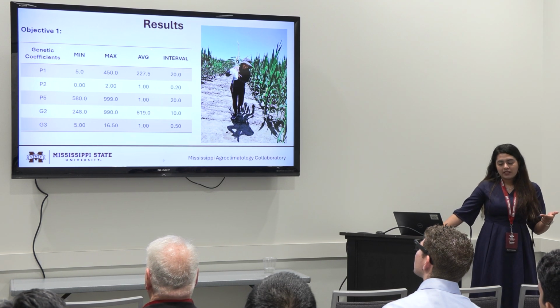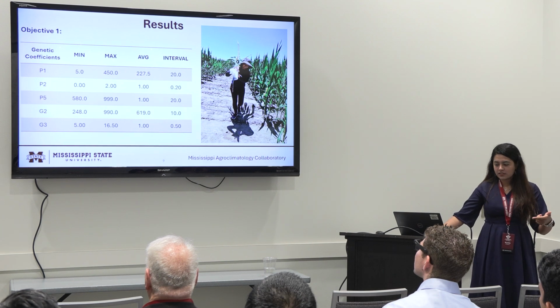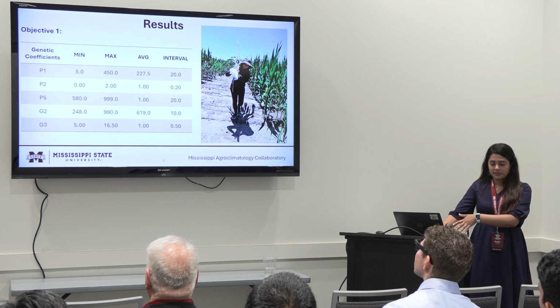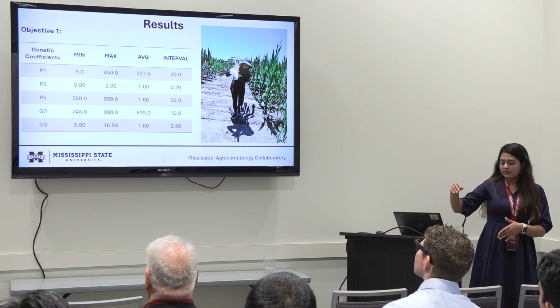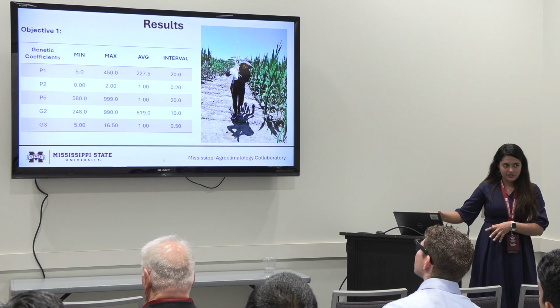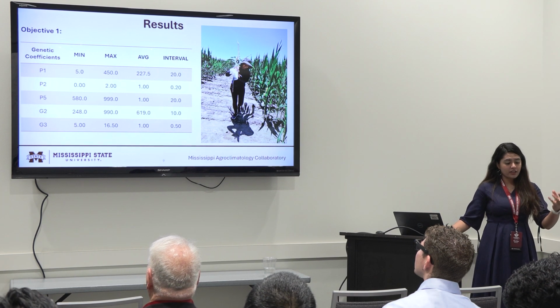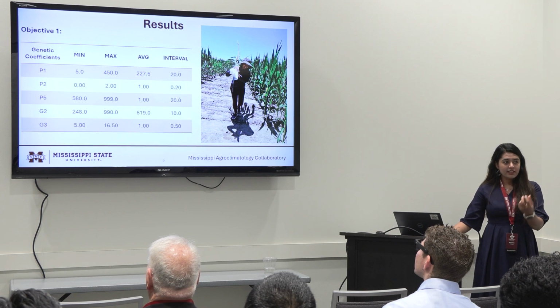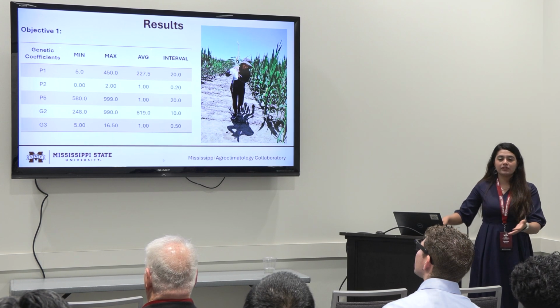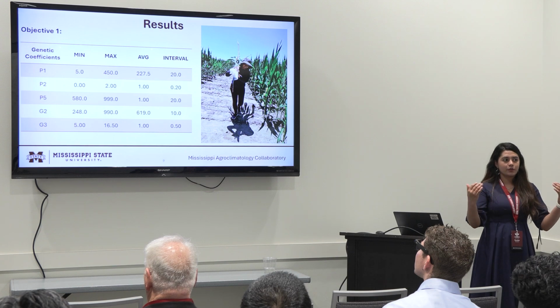So while calibrating, I am doing iteration based on the given interval. As you can see, different coefficients have different intervals. So 20, why 20? Because corn accumulates 20 growing degrees in the growing conditions of Mississippi. So these are all based on the growing conditions of Mississippi.